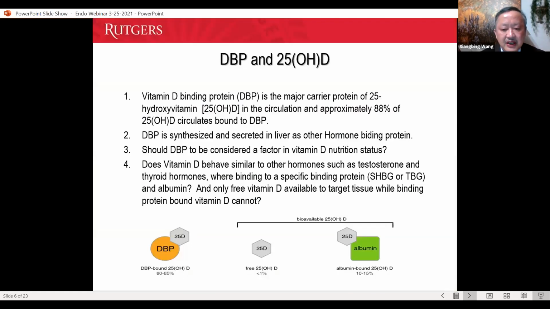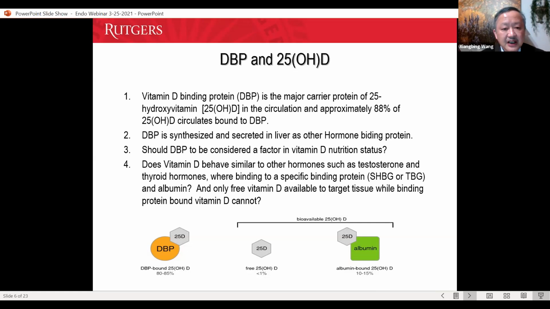But now we're talking about vitamin D binding protein. The D binding protein is the major carrier for the 25 hydroxy vitamin D. It circulates in the bloodstream, and 88% of total vitamin D is bound in circulation. Vitamin D binding protein is synthesized and secreted in the liver, like other hormone binding globulins.